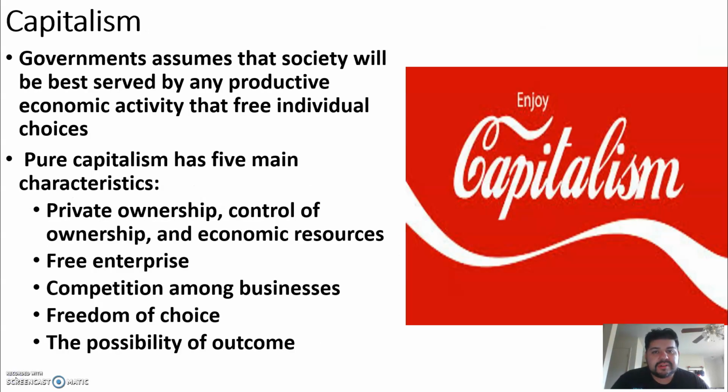All right, so now we're going to start with capitalism. Now, capitalism is basically when the government assumes that society will best be served by any productive economic activity that free individual choices. So, in other words, if somebody is willing to pay to have their car basically ripped apart and made into a new type of car with a fish tank and a theater and stuff like that, someone's willing to pay all kind of money for that. Capitalism says go for it.